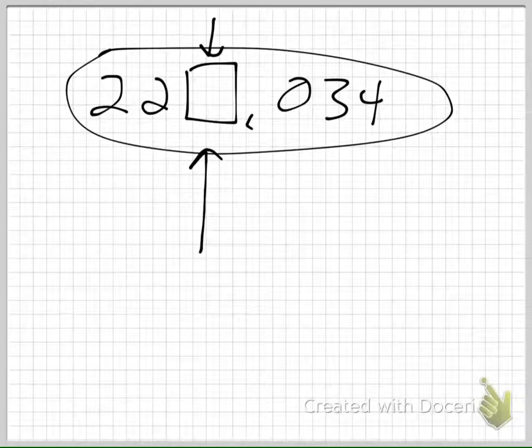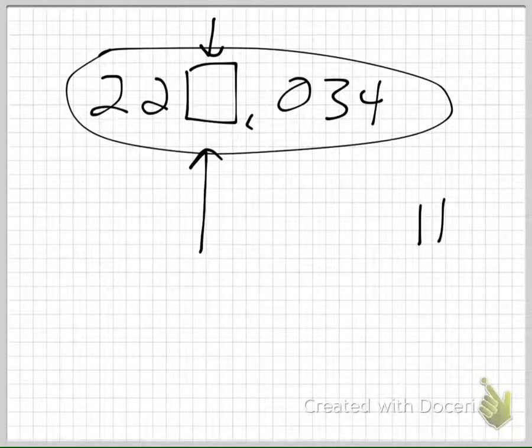What did it add up to before? 2 plus 2 is 4, 4 plus 3 is 7, 7 plus 4 is 11. So if I have 11, what do I need to make that divisible by 9? Let's make it a 1. Is 221,034 divisible by 9? 2 plus 2 is 4, plus 1 is 5. 5 plus 3 is 8. 8 plus 4 is 12. Is 12 divisible by 9? No. So 1's not it.